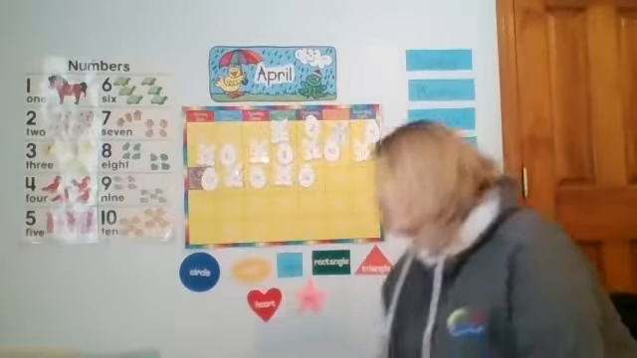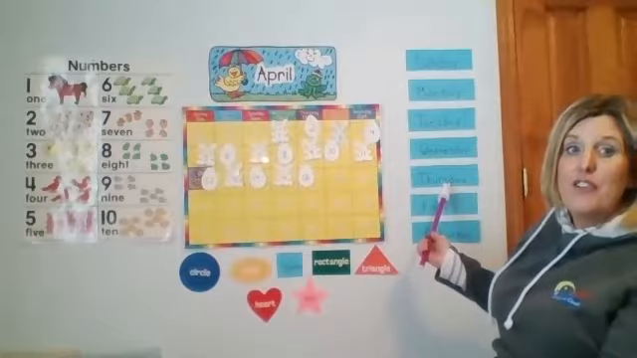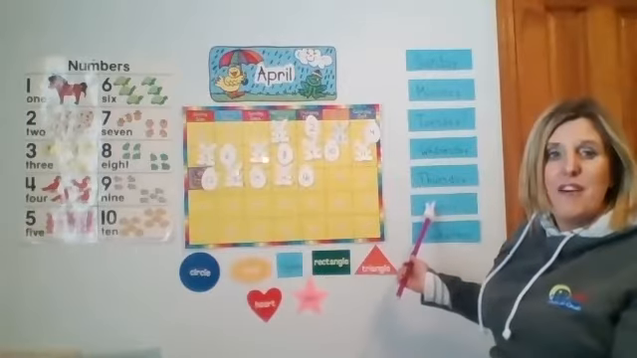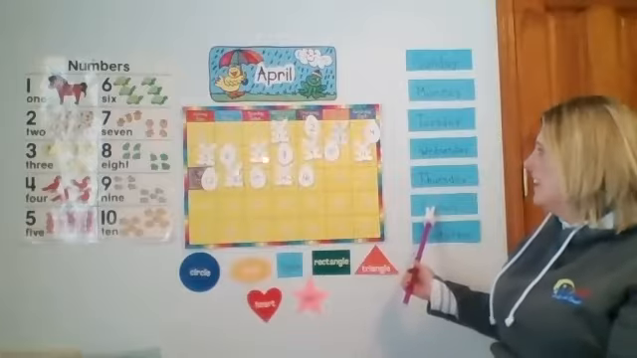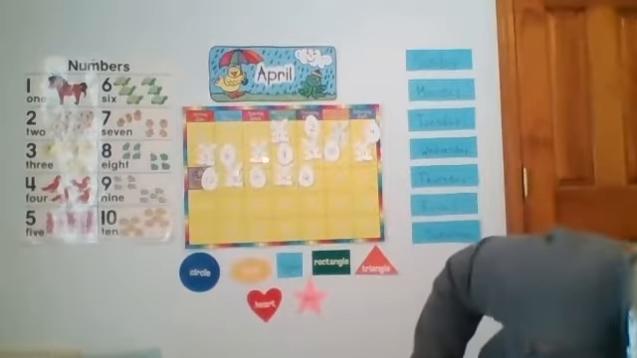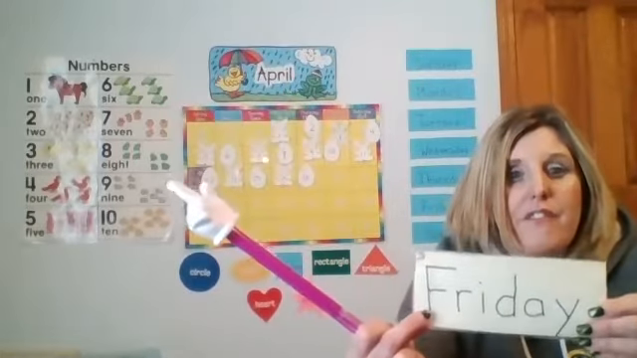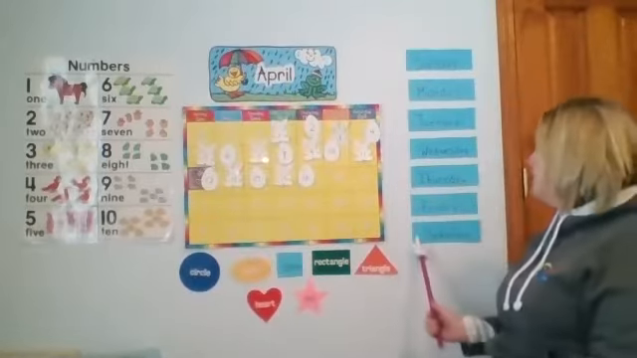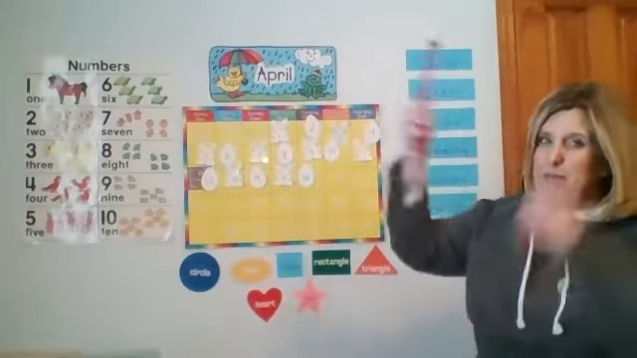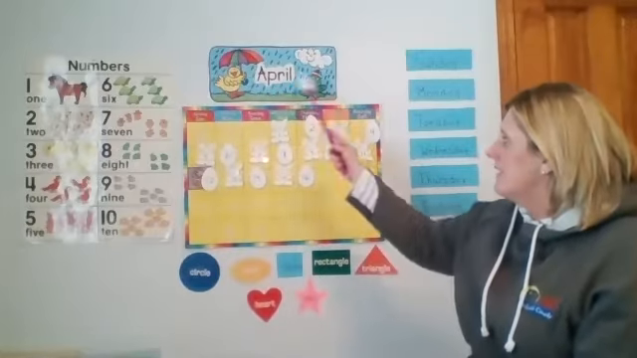So yesterday was Thursday. Today is Friday. I wonder what letter that sound is. Let's see. Friday. It is letter F. And tomorrow will be Saturday. So it's Friday and it's still April. It doesn't really look like April outside with all that snow, but it is still April.